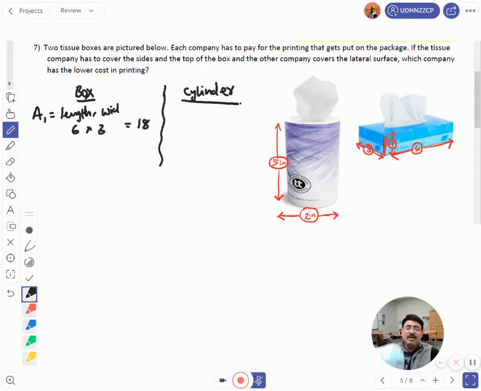And next, the second part is they're printing on the sides also. I know that this is the length and this one is the height. Does it make sense? This is the length and this one is the height. Therefore, here they are printing. So, the other area is length times height.